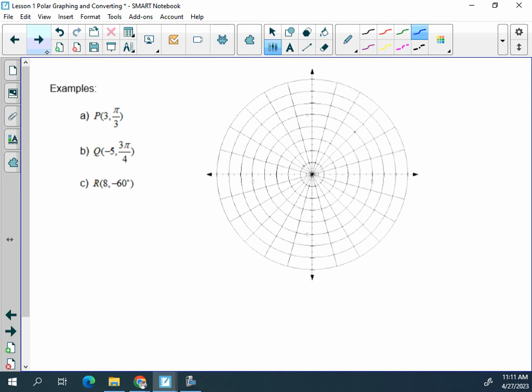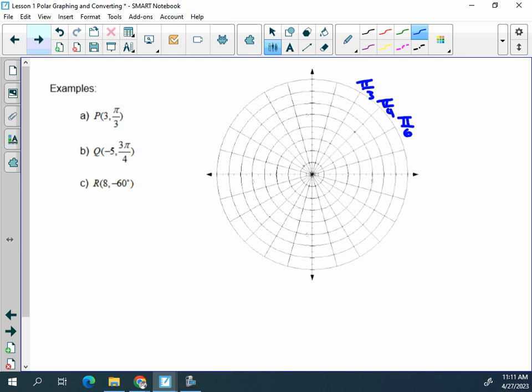So we're going to graph some examples here. Now, with this particular picture, it's actually broken up into pi over 12s. So this is your pi over 6. Here's your pi over 4. Here's your pi over 3.